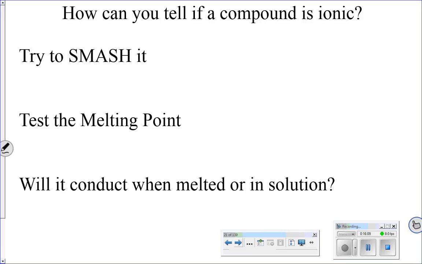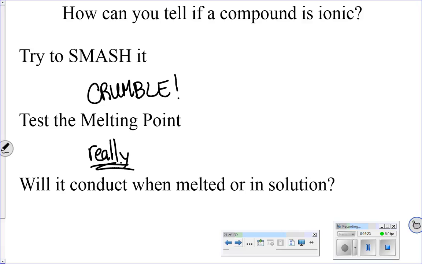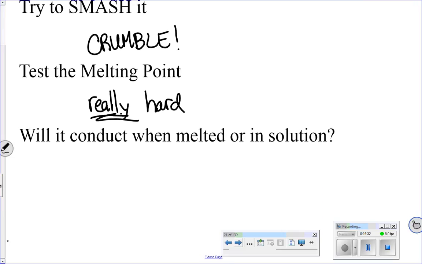If you were actually given a compound and I asked, hey, is this ionic? You would try to smash it, and it would crumble. You would try to melt it, and it would be really, really hard to do. Maybe even impossible. We'll do a demo with that. If you could melt it, you could test if it conducted, but you probably wouldn't want to handle it. You'd probably put it into solution. Regular distilled water will not conduct, but you put a little salt in there, and yes, it will conduct an electric current.